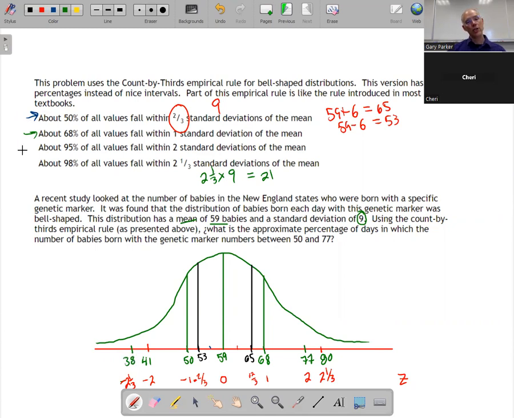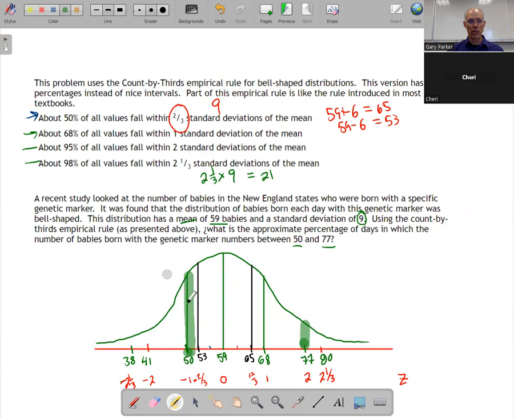Okay. So that's all of this information right here put into a graph. I didn't write the percentages yet, though. I'll get to that in a minute. Now I want to try and answer the final question here. Let's see, what is the approximate percentage of days, oh, these were days, not babies, in which the number of babies born with a genetic marker numbers between 50 and 77. All right, so I identified where 50 is, that's right here. Let's get a highlighter out. And then 77 is over here. So then I need to figure out what percent is from here to here between those two lines.